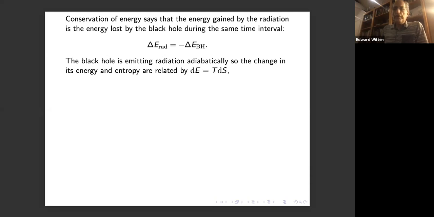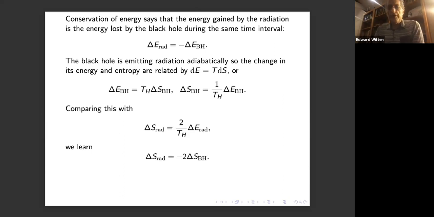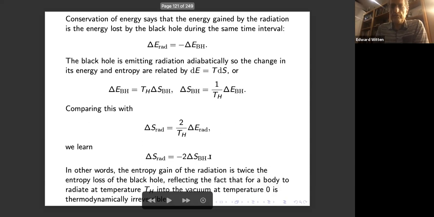The black hole is emitting radiation adiabatically, so the change in its energy and entropy are related by dE equals T dS. Or in other words, delta E of the black hole is T Hawking times delta S of the black hole, or delta S of the black hole is 1 over T Hawking times delta E of the black hole. There's no factor of 2. If I compare this to the radiation where there was a factor of 2, and I remember that delta E of the black hole is just minus delta E of the radiation, you see that delta S of the radiation is minus 2 times delta S of the black hole.